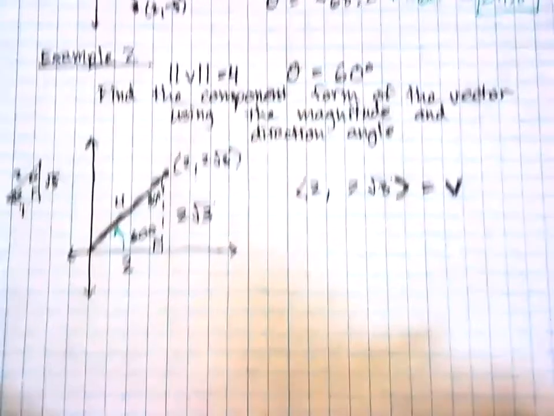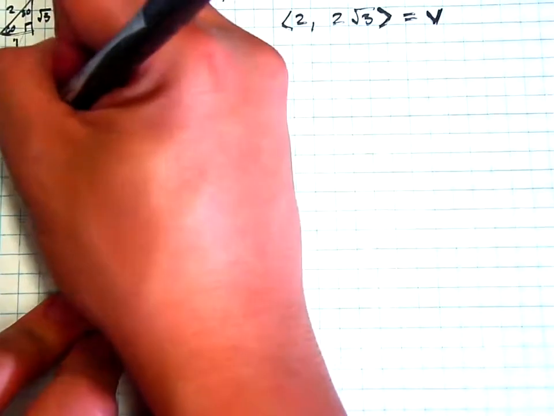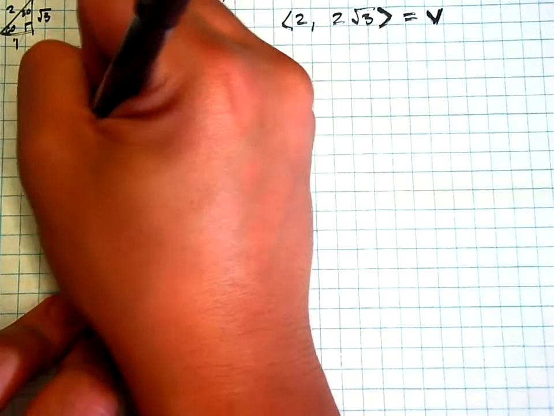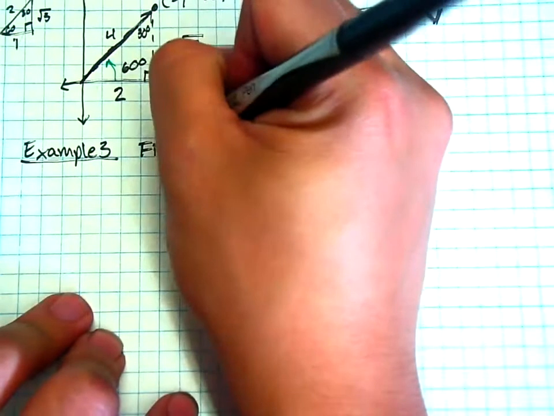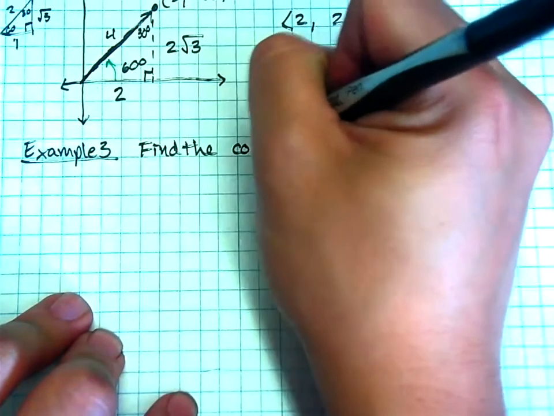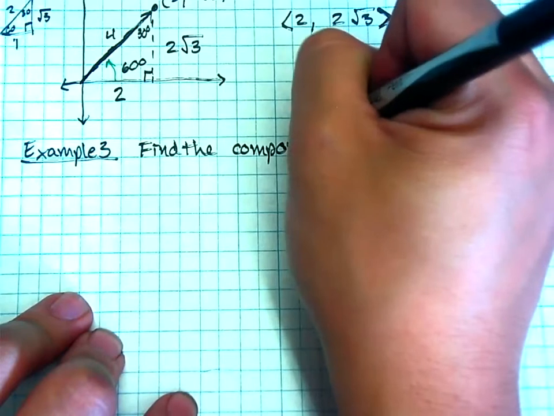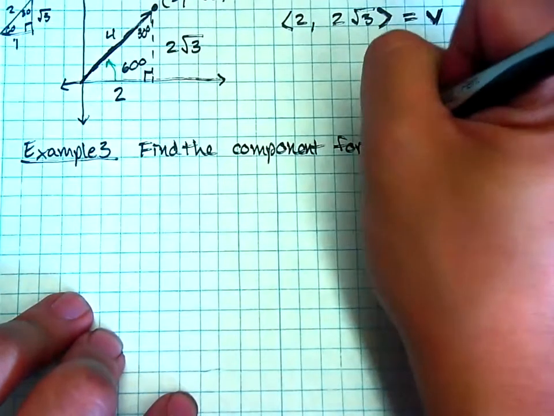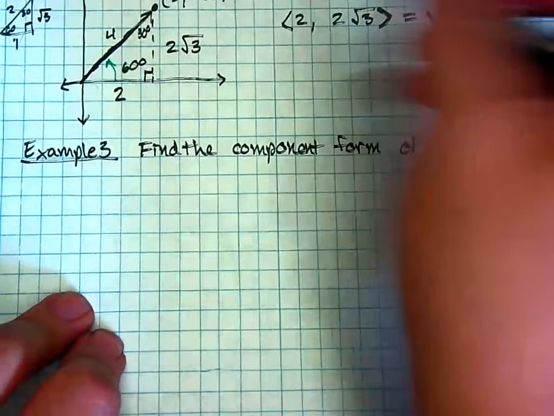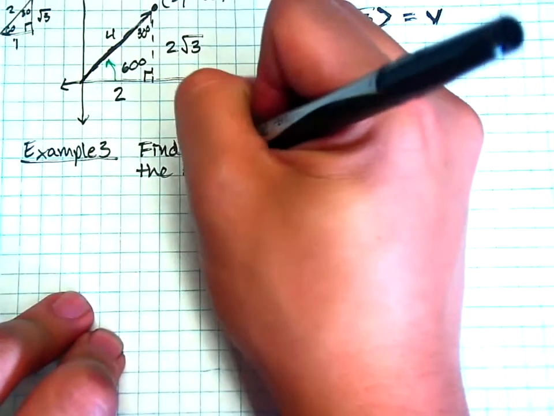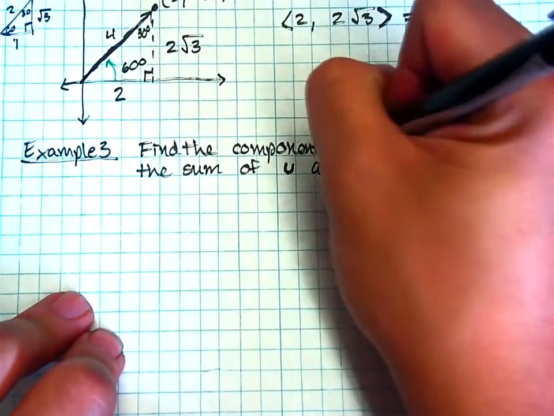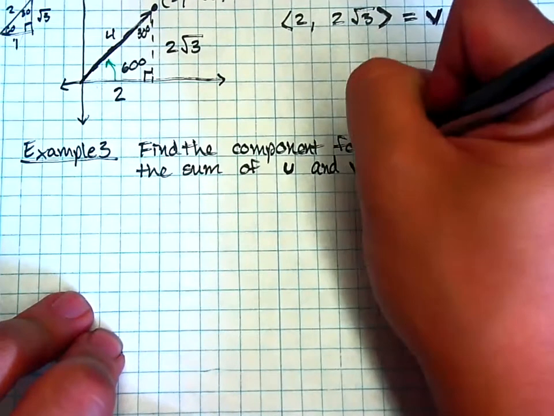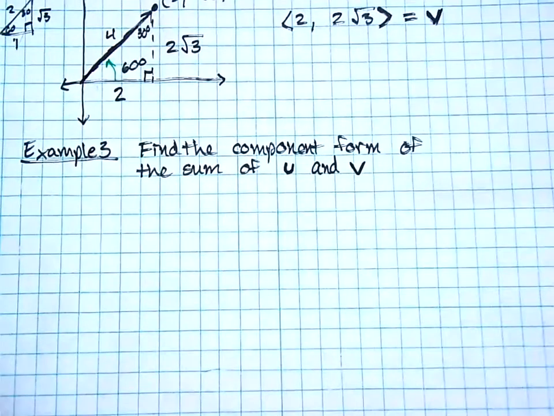Okay, now the final example, example 3. We're going to find the component form once again. But this time we're actually going to combine multiple vectors. So find the component form of the sum of vector u and vector v.